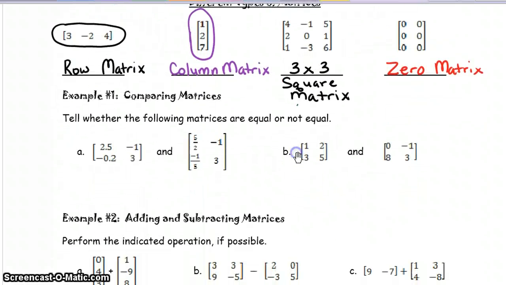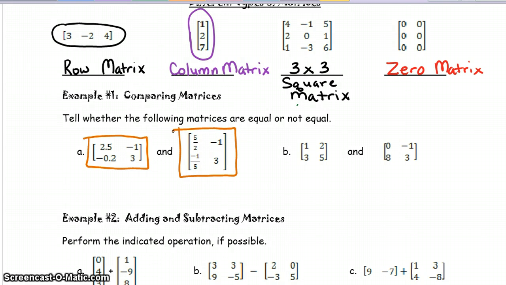One of the things we are going to be doing is comparing. Comparing matrices is simple. As long as you see a matrix, for example, this one, that looks the same as the other one, then we say that they are the same matrix. They are equal matrices. Physically, when you look at them, they don't look the same, but mathematically, 2.5 is the same thing as 5 halves. -1 is the same thing as -1. -0.2 is the same thing as -1/5. And 3 is the same thing as 3. Therefore, these are equal matrices.